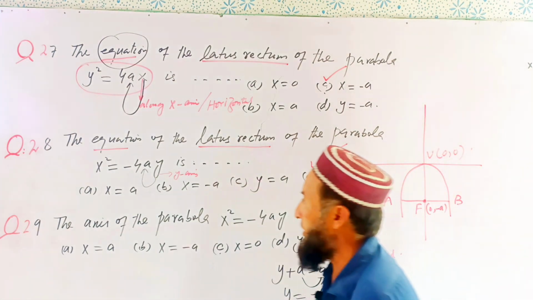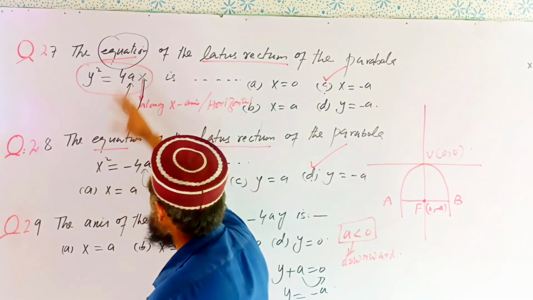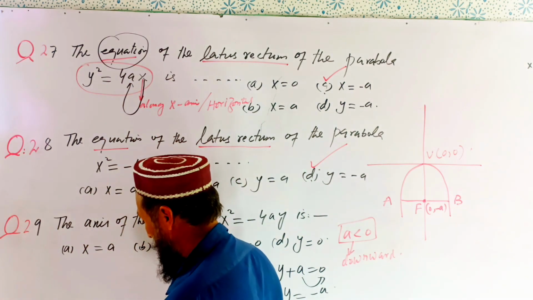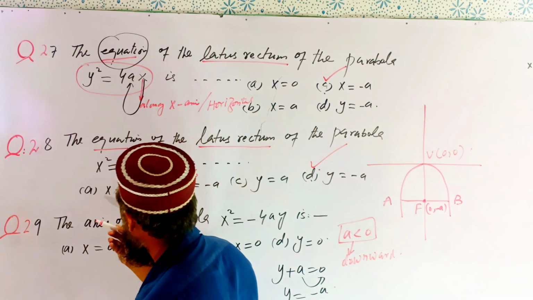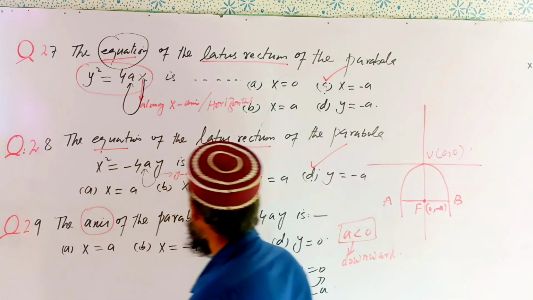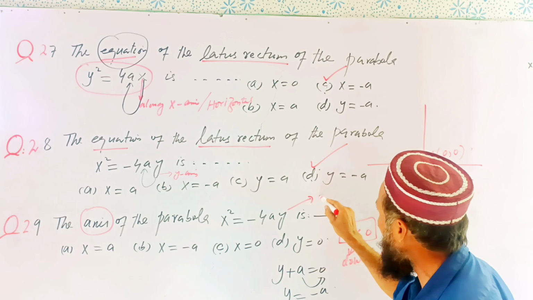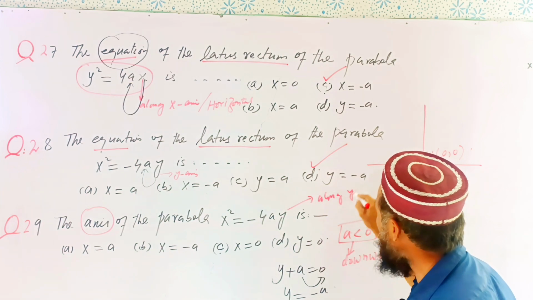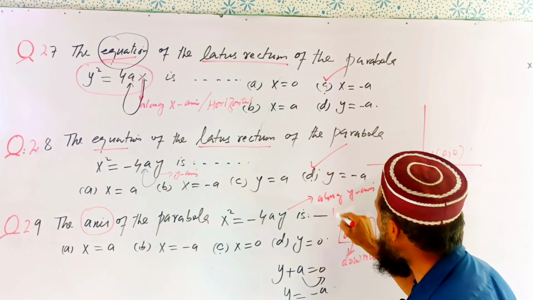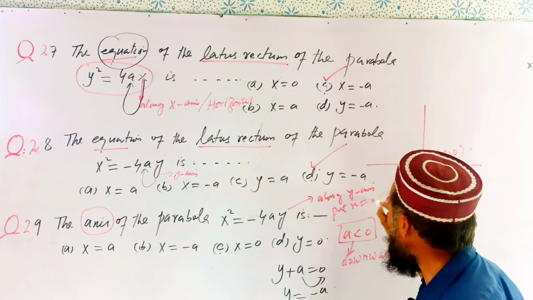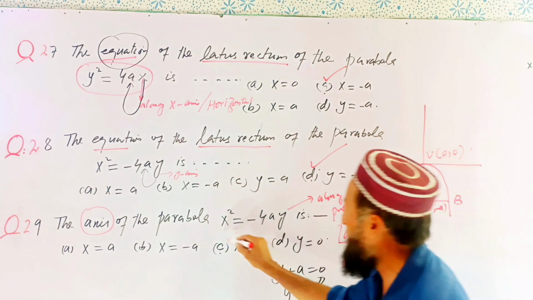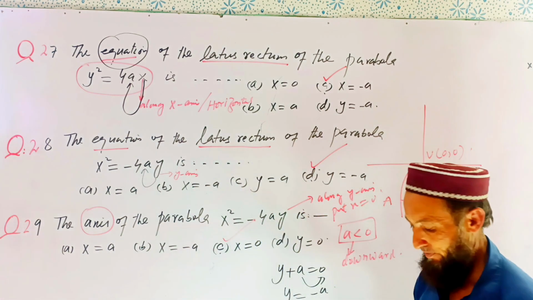Now question number 29, no equation, but the axis is required. The axis of the parabola means that, since the parabola is making along the y-axis, we put x is equal to 0. Now look here, option C is correct.